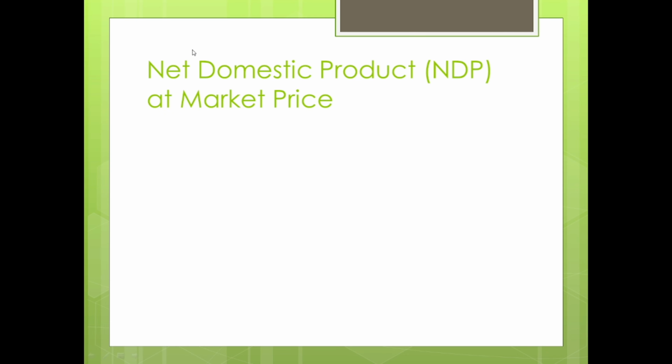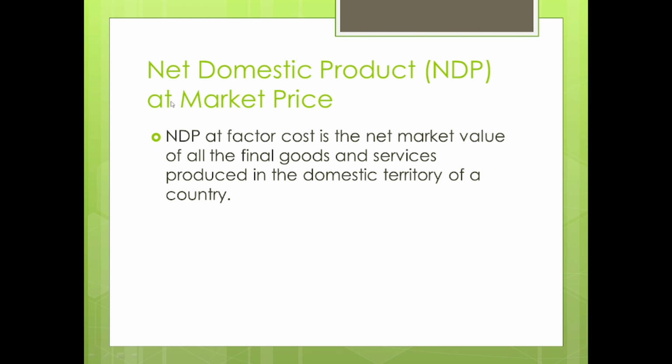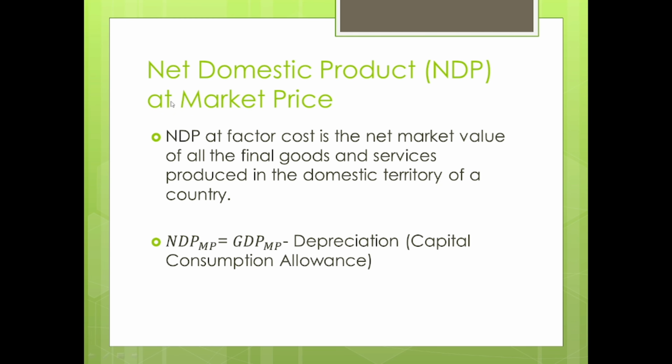Net means we have to minus something. Gross means total, net means after deducting something. What is the something? That something is known as depreciation. Another name for depreciation is capital consumption allowance. So as you can see here, when we have GDP at market price, if you minus depreciation, that is capital consumption allowance, we get NDP at market price. This is the net value. This is the gross value.